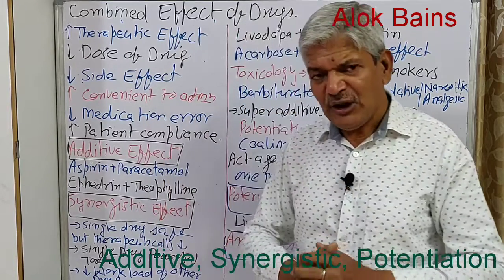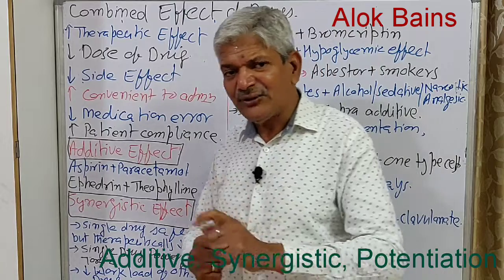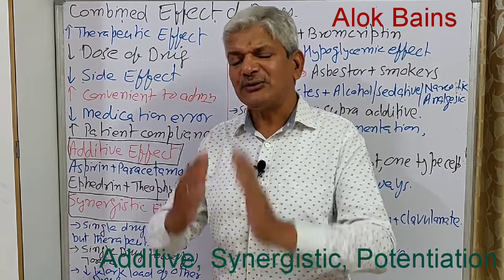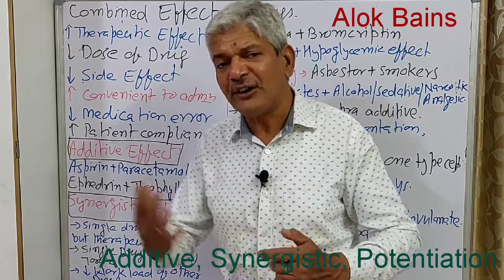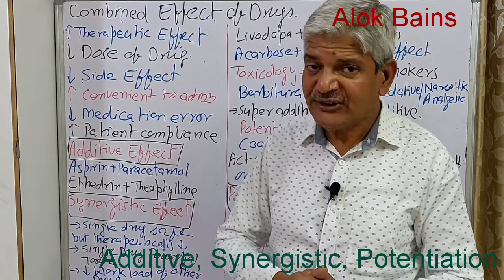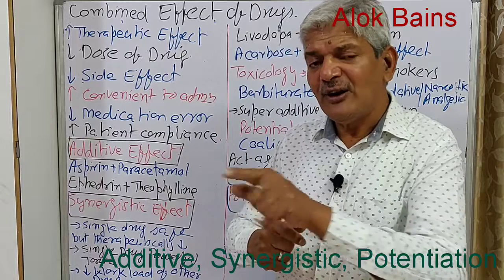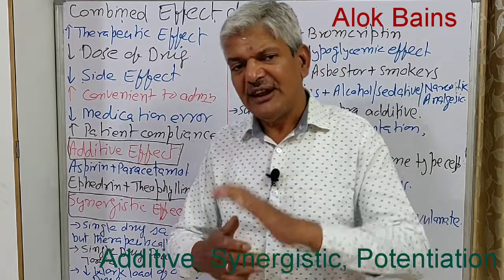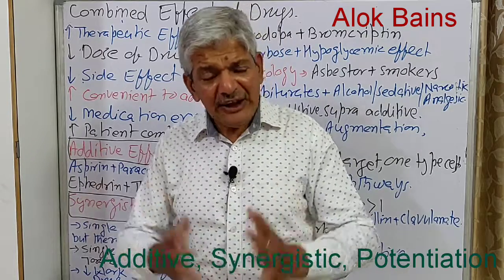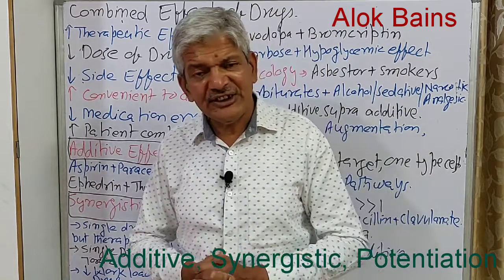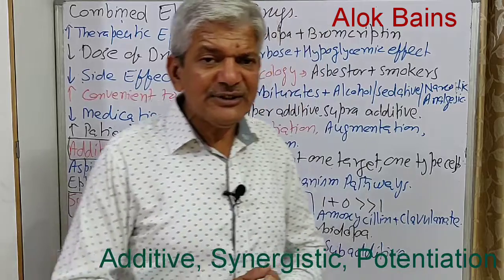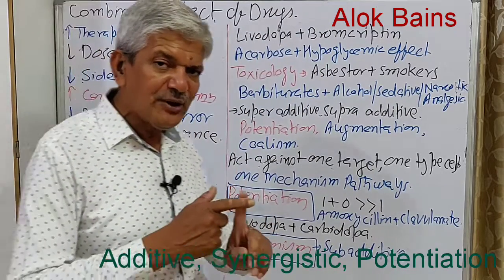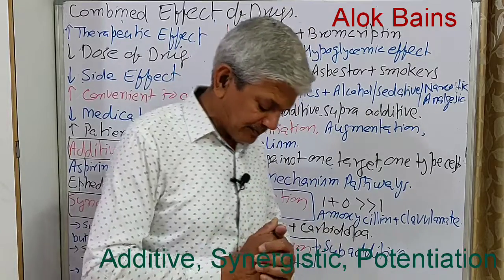But in potentiation, one drug will be therapeutically active, another drug will be therapeutically inactive. And if we combine these drugs, it will produce an action that is more than the additive action. Means 1 plus 0 will be more than 1. Then it is called potentiation effect. There are several examples of the potentiation effect. A very common example is levodopa and carbidopa.